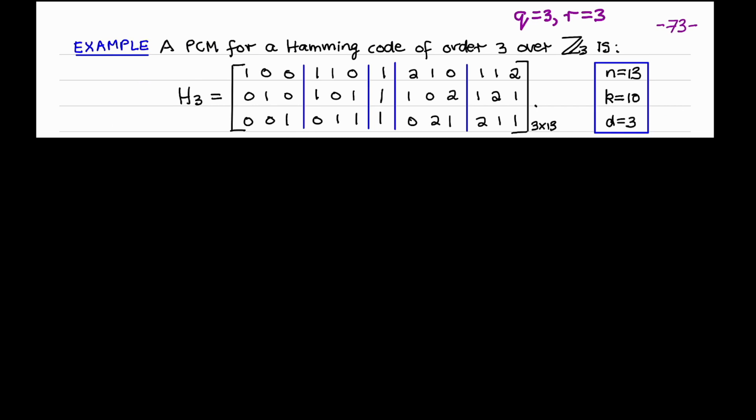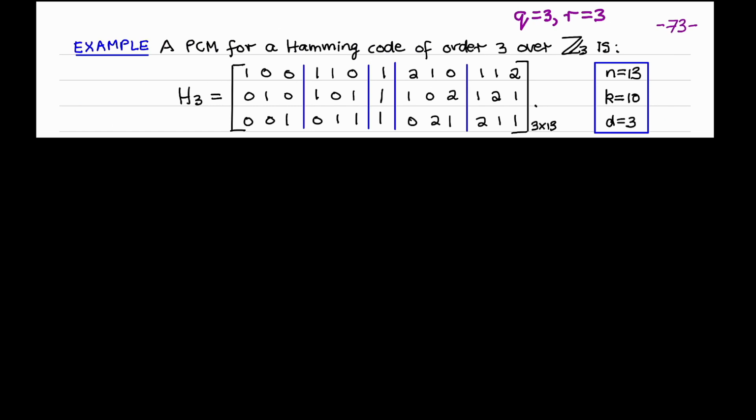A PCM for such a Hamming code should be a 3 by 13 matrix. Its columns are vectors of length 3 over Z3. There are 27 such vectors. We can't use the 0 vector as a column, which leaves 26 non-zero vectors to choose from. Also, no two columns of H can be scalar multiples of each other. Once we've chosen one of the 26 non-zero vectors as a column of H, we can't use twice that vector or that vector itself as another column. And so there's only 13 choices for the columns of H_3, up to scalar multiplication by 2.